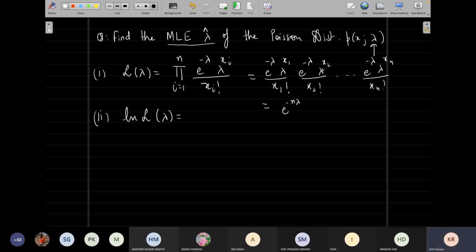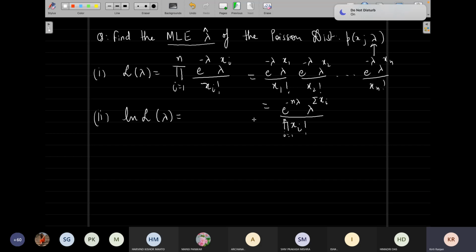Then lambda x1, lambda x2, up to lambda xn gives lambda raised to the power summation xi, where i goes from 1 to n, and divided by, now you cannot do much, you will of course have to write the product of xi factorial. There is no other way you can simplify it further. So this is i equal to 1 to n. So what is log of L of lambda then for this term?